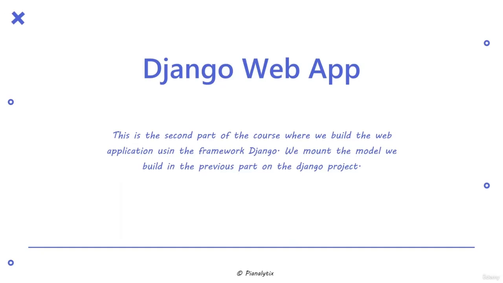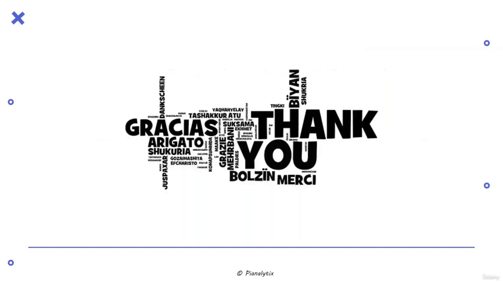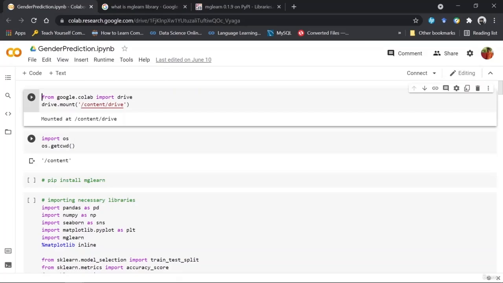The second part is where we will be building a web application on the Django framework. Now we mount the model we built in the previous part onto the Django project. This is the last part, where we will be deploying the Django application on Heroku using the connection to GitHub. So now let's hop on to the first part of the project, that is creating the machine learning model. We start off with building the machine learning model.